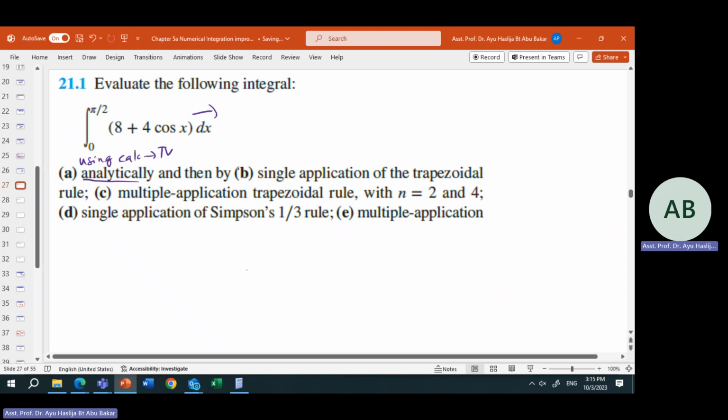Okay, we try part B first. Single application, n equals 1, trapezoidal rule. You see D and E use Simpson, but for B, specifically use the trapezoidal rule. n equals 1 means you have only one segment. So 0 is your a, pi over 2 is your b.